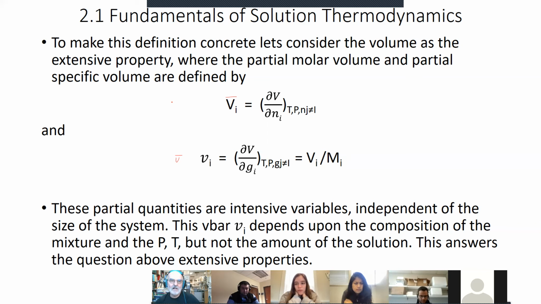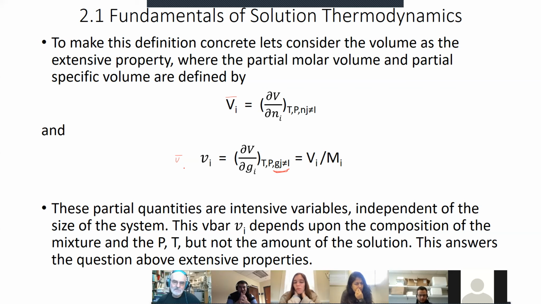Okay, so volume is extensive. Partial molar and partial specific are intensive properties. They are not dependent on the size. Now, what's the point of doing this? The point is that the V bar depends on the composition. That's why this is specified at a particular pressure and temperature. It does not depend upon the amount.